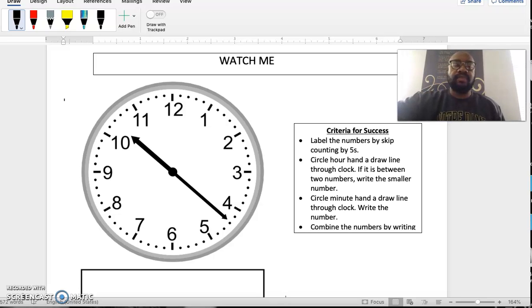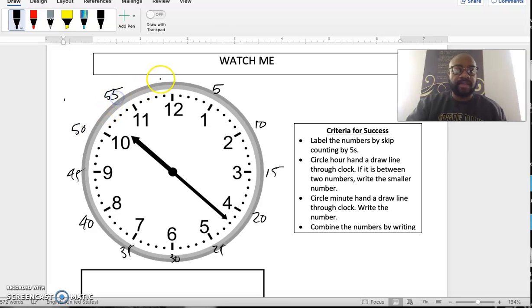So this first review question, I have a clock and I need to find the time on the clock. Using my criteria for success, the first thing it says is to label the numbers by skip counting by 5. So starting here, 5, 10, 15, 20, 25, 30, 35, 40, 45, 50, 55, and then we're back at 0 because the time starts over when that minute hand reaches the 12.